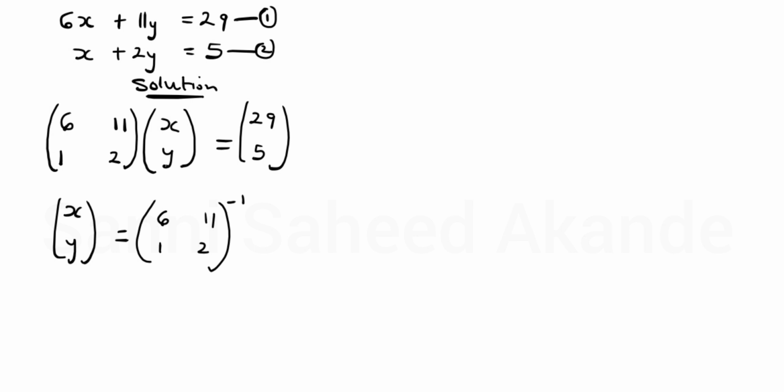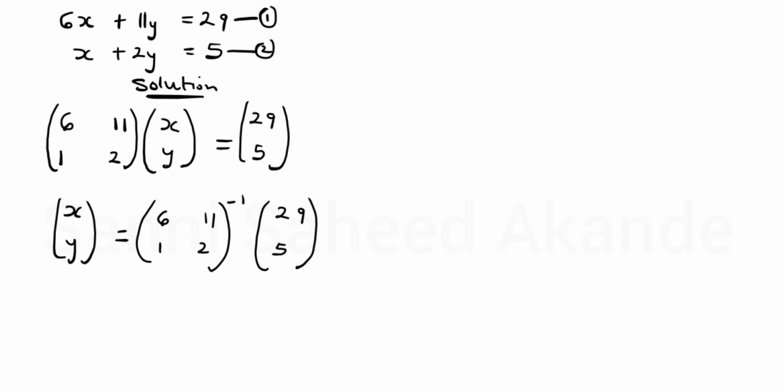Inverse, because we have learned that when you have a matrix A, the inverse of this matrix A is written as A raised to power minus 1. Is that understood? So that is exactly what we are having here. Then I will multiply it with what we have left, which is 29 and 5. Hope you are following. The next thing to do is to find the inverse of this matrix.